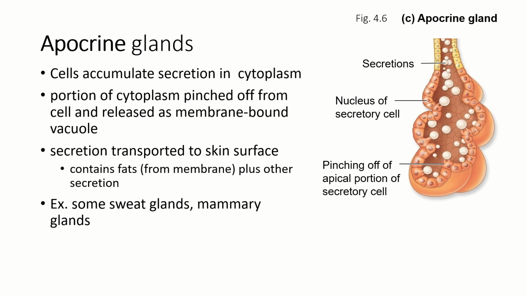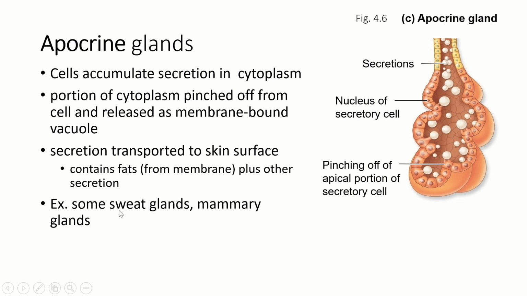So remember, when we do exocytosis, the vesicle fuses with the plasma membrane. The only thing that's released is the secretion. In this case, part of the membrane is going to be released, and it's big enough that it's called a vacuole. So the secretions from apocrine glands do contain more fats, if only because they contain part of the plasma membrane.